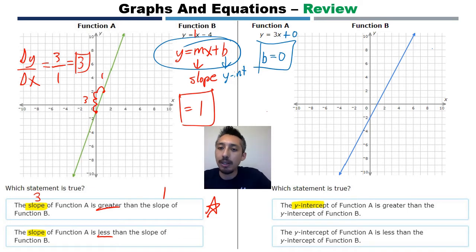For function b, the y-intercept is a little easier to find. It's right here. It's where my line crosses the y-axis, and here it crosses at -2. So b is equal to -2 for function b.